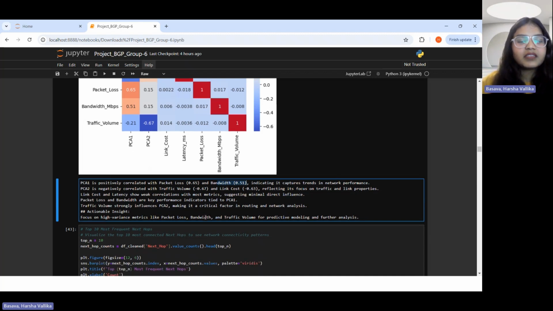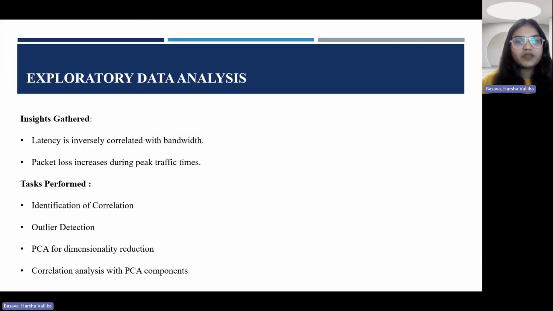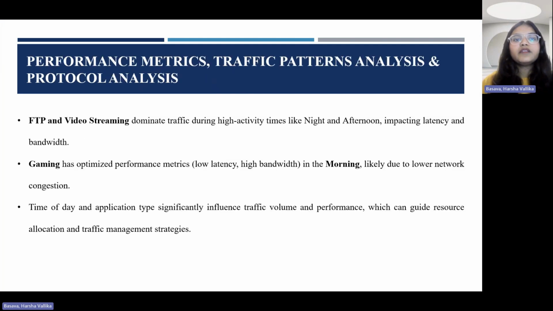So the actionable insight that we can consider from this principal component analysis is that high variance metrics like packet loss, traffic volume, and bandwidth are suitable for predictive modeling. So this is something that we have got out of our exploratory data analysis. Moving to the performance metrics and traffic pattern analysis.